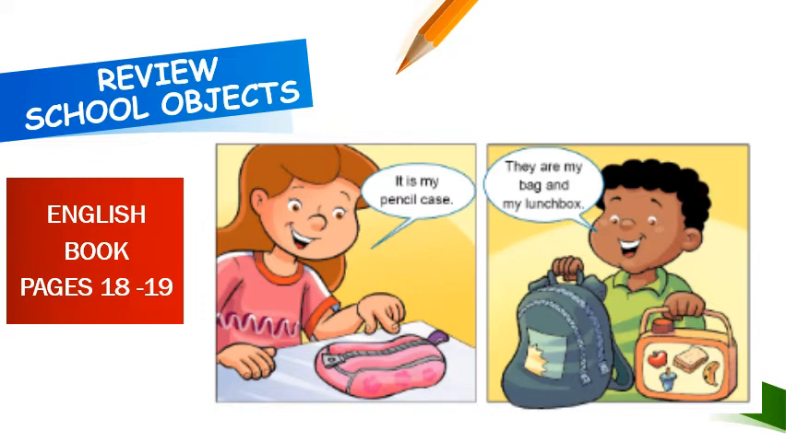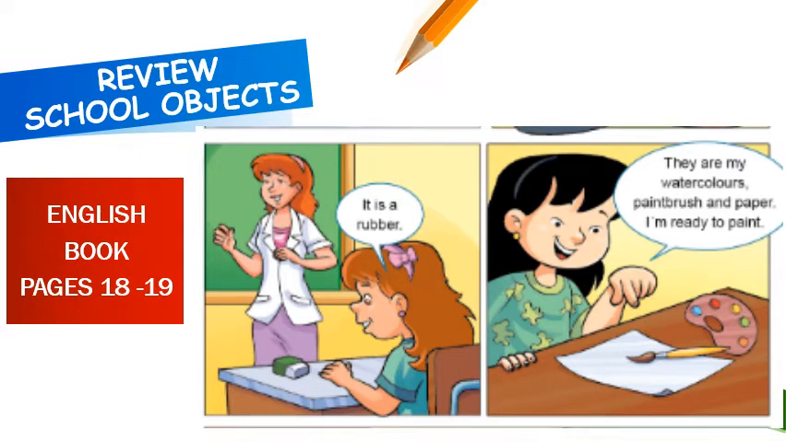Oh, Titi estava esquecendo. It is a rubber. Rubber. They are my watercolors. Repeat one more time. They are my watercolors. Paintbrush and paper. E ela diz, I'm ready to paint. Ela está pronta para pintar. Agora é a vez do vídeo, ok, students?